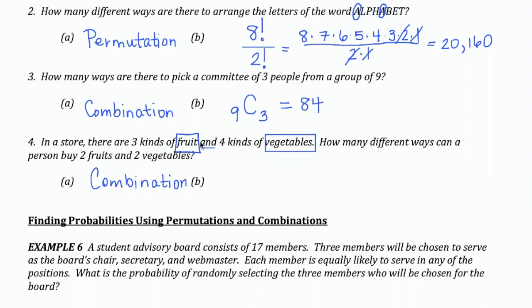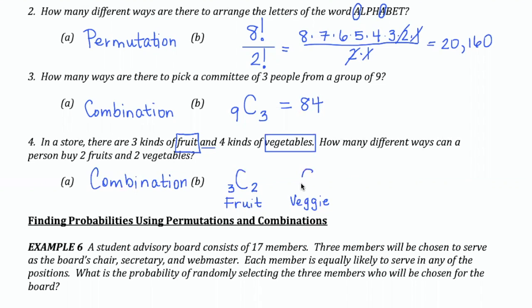And you want to be careful. If you have multiple kinds of objects, you will want to set up multiple kinds of C's, one for each type of object. So first of all, I'm going to say, okay, my fruit. How many options do I have? There are 3, and I'm supposed to buy 2. So 3C2 would calculate the number of ways I can do that.